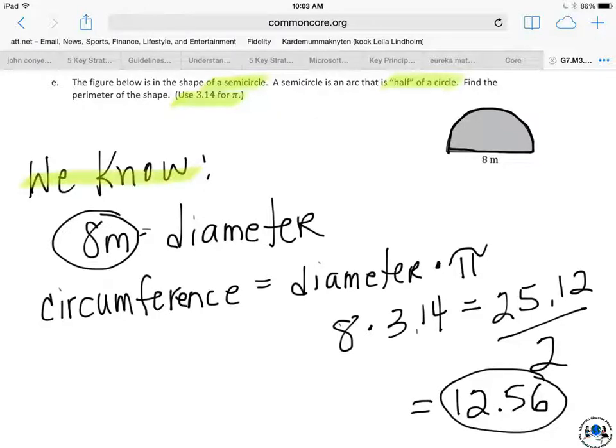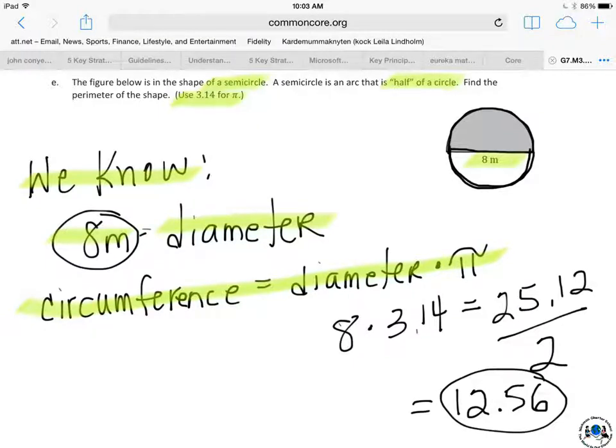What we know is that 8 meters is the diameter, and there it is right there. This thing has a semicircle, so you have to imagine that it's part of a circle, that we could draw like that. We know that the 8 meters is the diameter there. And we also know that circumference is diameter times pi.